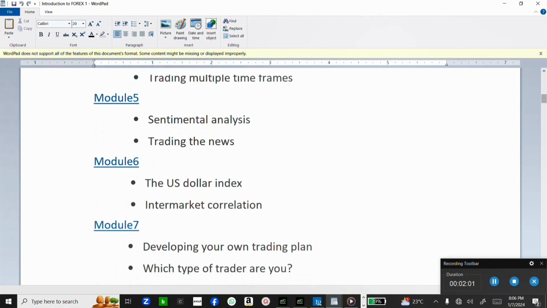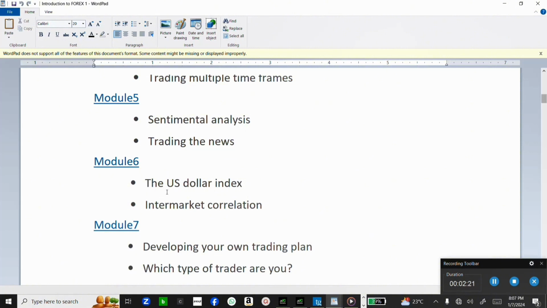We are going to look at module 5, sentimental analysis. Those of you also who listen to news, this is going to be a sensitive topic. Trading the news, we are going to look at that. Remember in our previous video, we looked at a news tool and how you can use this tool in the foreign exchange market to trade currencies.